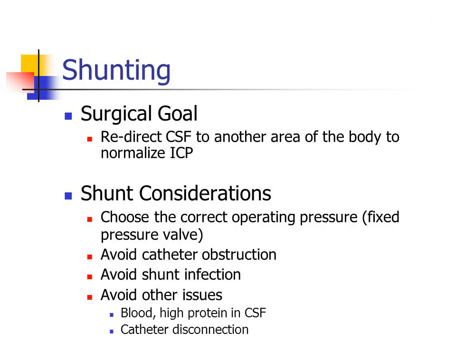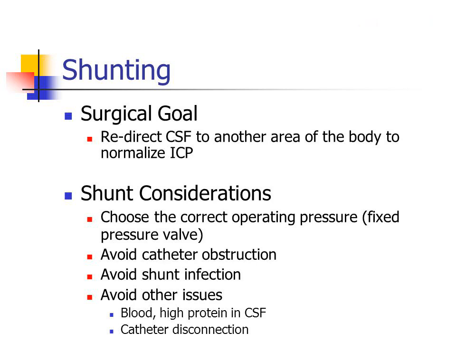Shunting surgical goal: redirect CSF to another area of the body to normalize ICP. Shunt considerations. Choose the correct operating pressure, fixed pressure valve. Avoid catheter obstruction. Avoid shunt infection. Avoid other issues: blood, high protein in CSF.